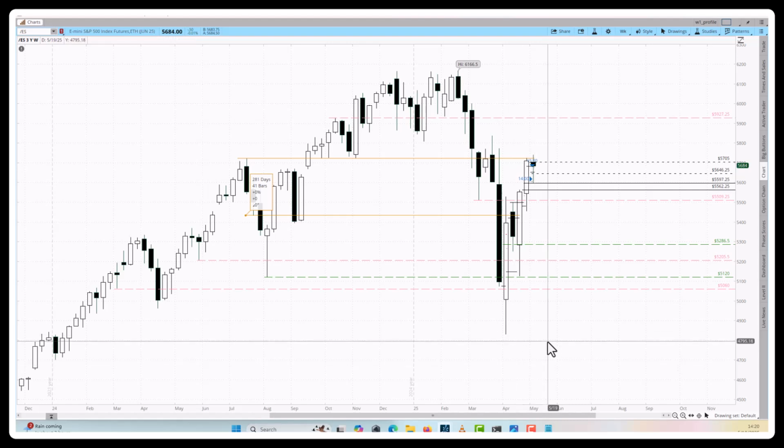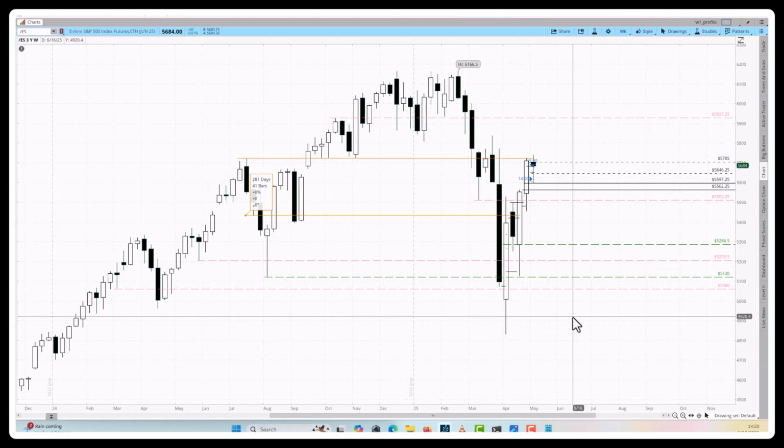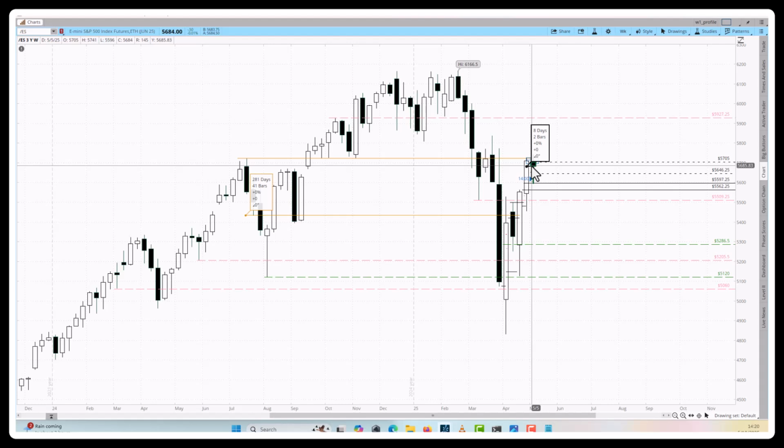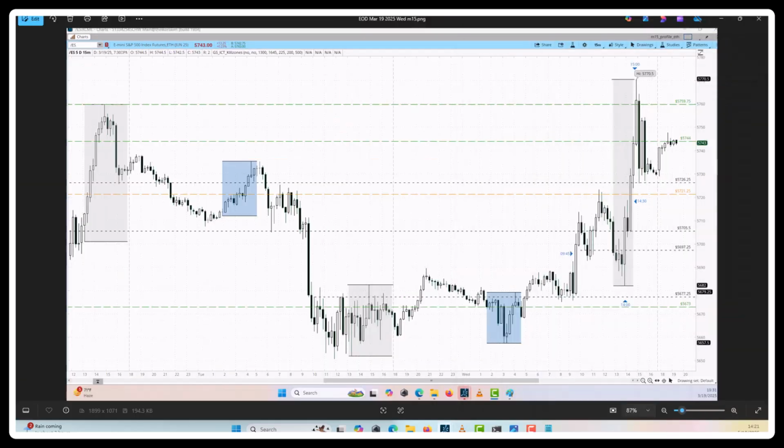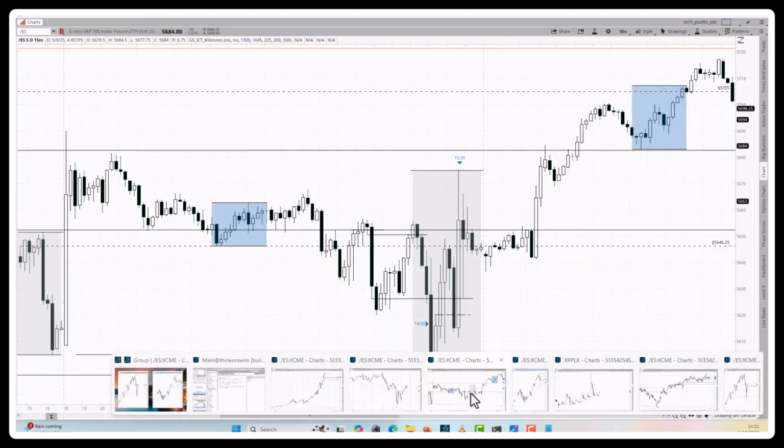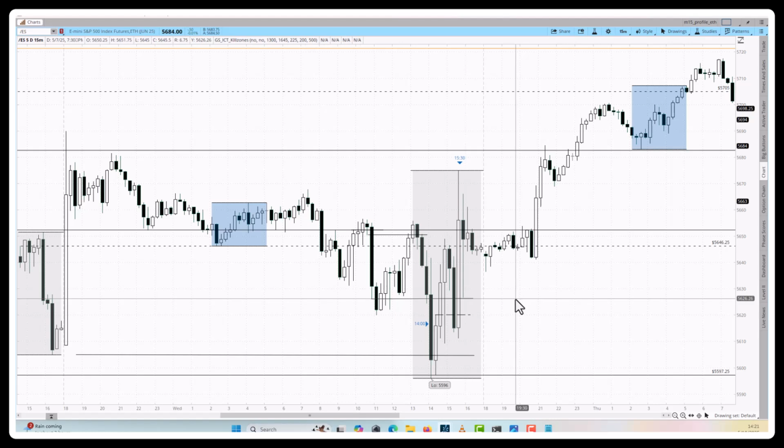Yeah, this is the weekly. In the weekly we see a little bit bullish, but in the monthly we see a little bit bearish. Yeah, for that matter. Okay, let's see what is our profile for this week.